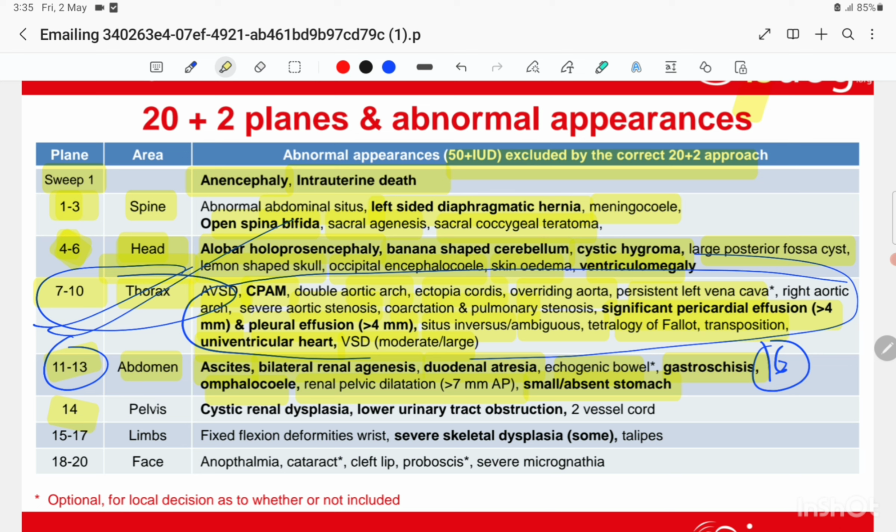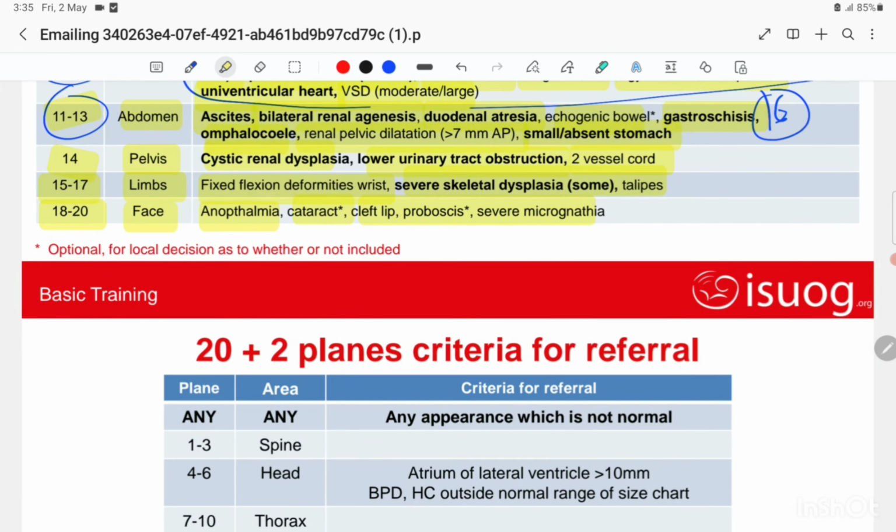Then the 14 number plane is the pelvis. You can see cystic renal dysplasia, lower urinary tract obstruction, two vessel cord. This is the 14 number pelvis plane. 15 to 17 is your limbs: flexion deformities, wrist, severe skeletal dysplasia, talipes, and varus. 18 to 20 is the face: deformity, anophthalmia, cataract, cleft lip, and severe micrognathia. These are the things that can be excluded.